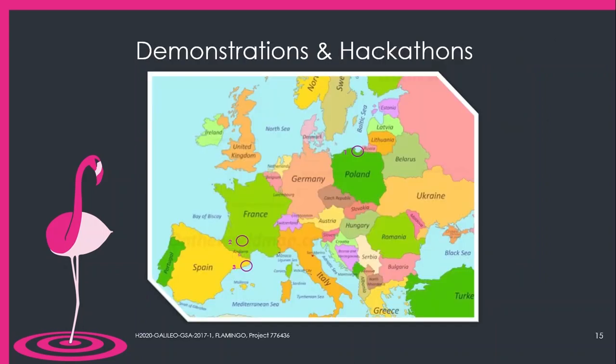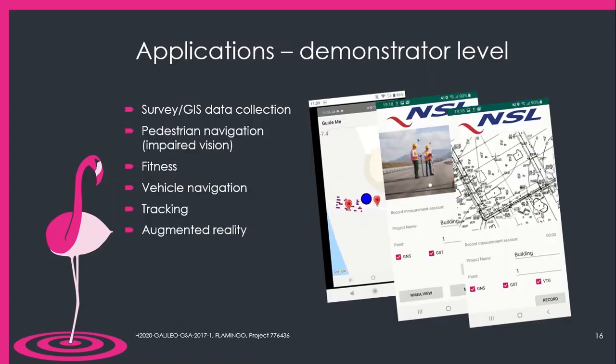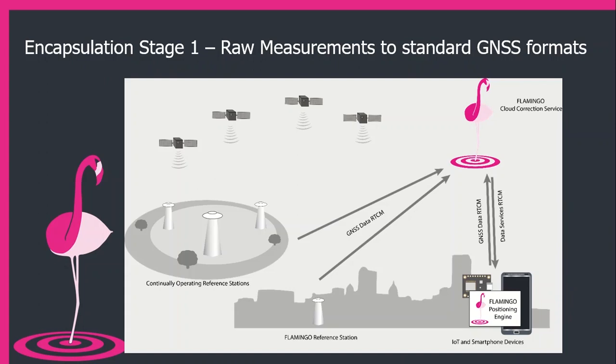And as I said before, we've got a number of different events happening, demonstrating Flamingo, and through Hackathon as well, we now have users throughout Europe seeing what the realization of Flamingo delivers on. And we've done a number of demonstrator level applications as well. We've got surveying apps, pedestrian navigation, fitness, again some really accurate fitness stats based on a more accurate location, vehicle navigation, so you can identify what lane you might be driving in, tracking, and augmented reality.